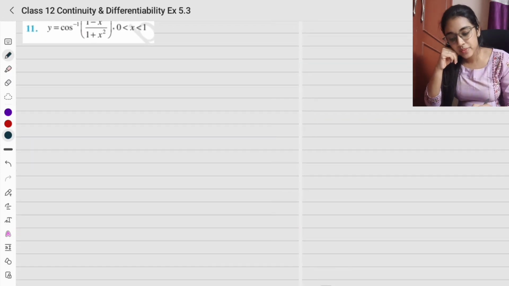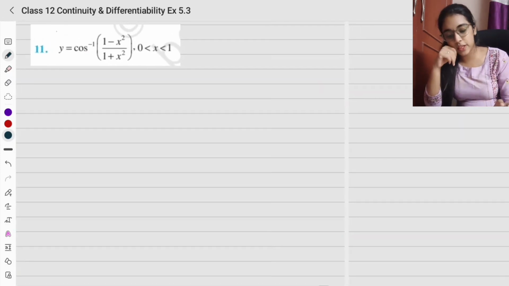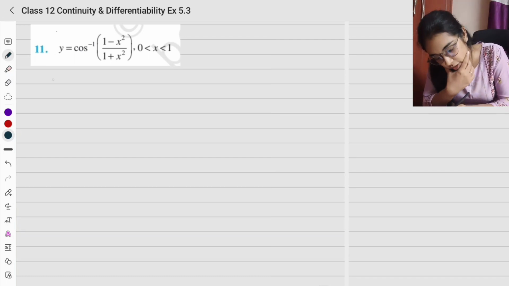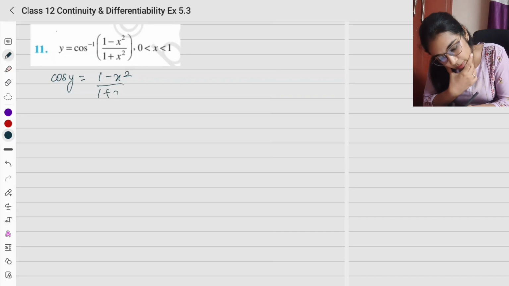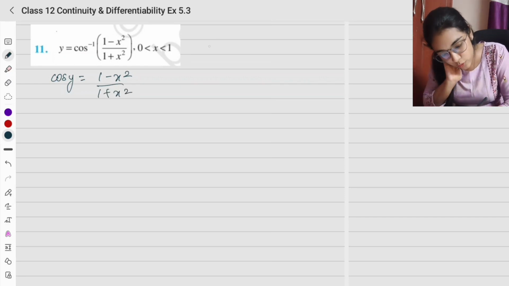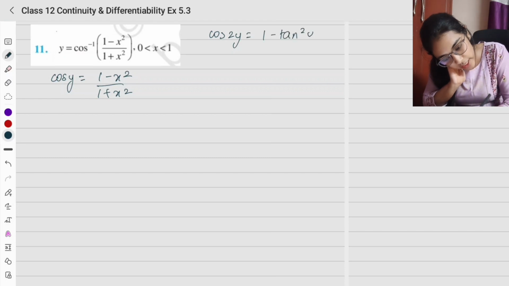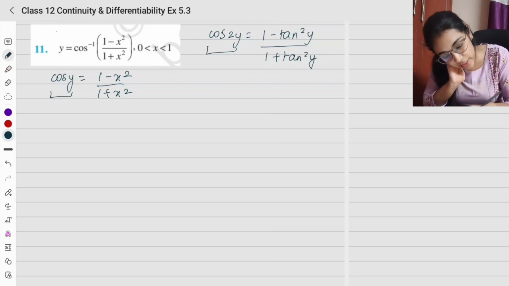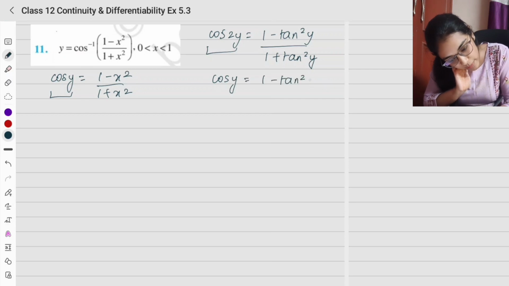Question number 11. Y is equal to cos inverse of this particular term. So, what comes to mind when we look at this? First of all, I can rewrite cos y is equal to 1 minus x square divided by 1 plus x square. So how can we rewrite this? I know that cos 2y equals 1 minus tan square y divided by 1 plus tan square y. So here I have cos y, and there it is cos 2y. So rewriting, cos y is equal to 1 minus tan square, what happens to the theta here? y by 2, divided by 1 plus tan square y divided by 2.